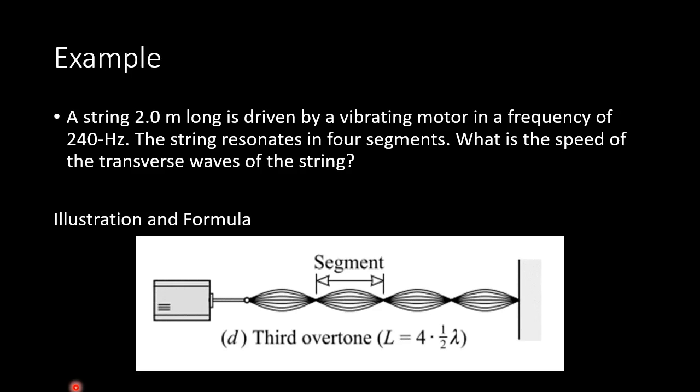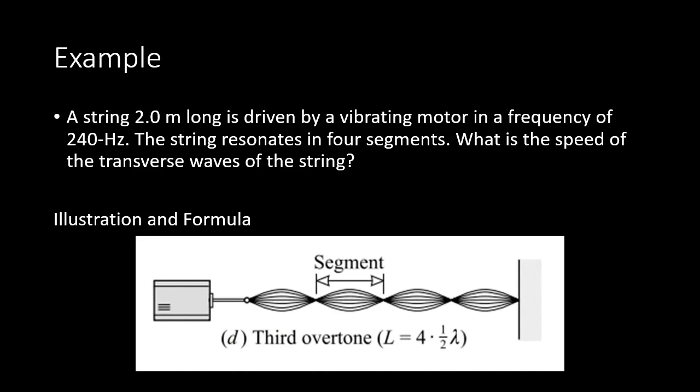Supposing a string that is 2 meters long is driven by a vibrating motor, the same as in the illustration below, will have a frequency of 240 Hertz. 240 Hertz simply means there are 240 cycles in 1 second. The string resonates in 4 segments: 1, 2, 3, and 4. Now the question, what is the speed of the transverse waves of this string? This is the illustration of that string.